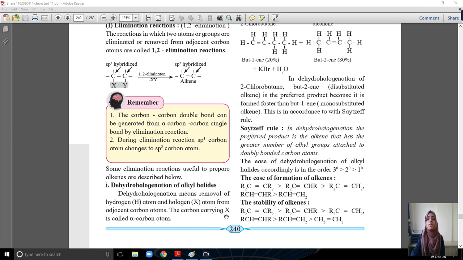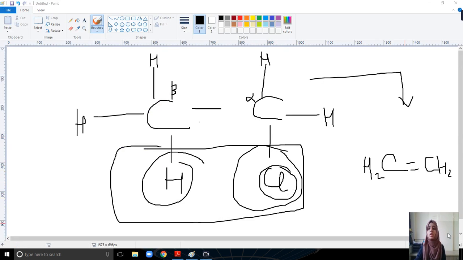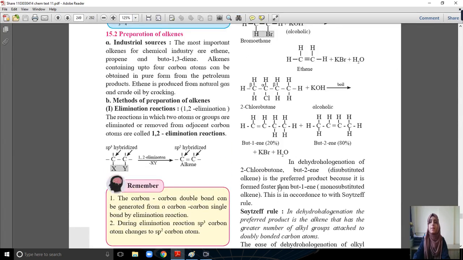The carbon carrying X is called alpha carbon atom. I just explained to you, X is what? Alpha carbon. The carbon having group X, that is chlorine or any halogen, is called alpha carbon, and the adjacent carbon, either left or right, is the beta carbon. See the example now.